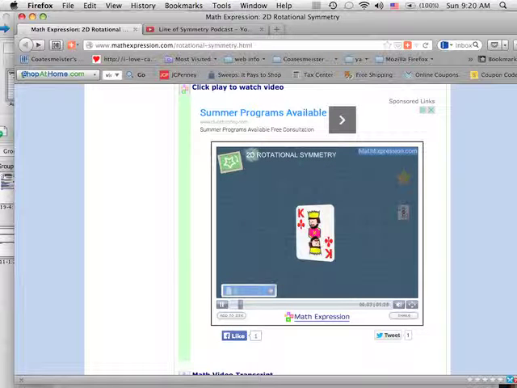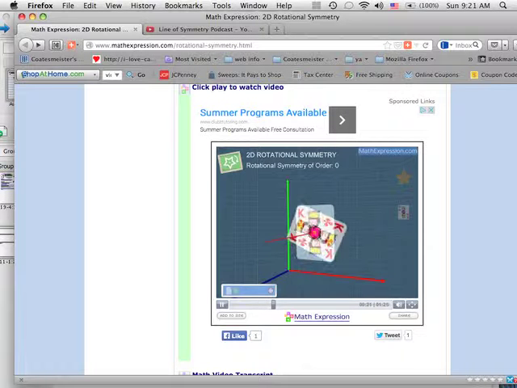This is a quick demonstration on two-dimension rotational symmetry. Now, let's consider this card. When I rotate this card about this point, for 360 degrees, observe how many times this card fits onto itself. Let's start. 1, 2. So, we can see that the card fits onto itself for 2 times. Hence, with this observation, we can say that this card has rotational symmetry of order 2.